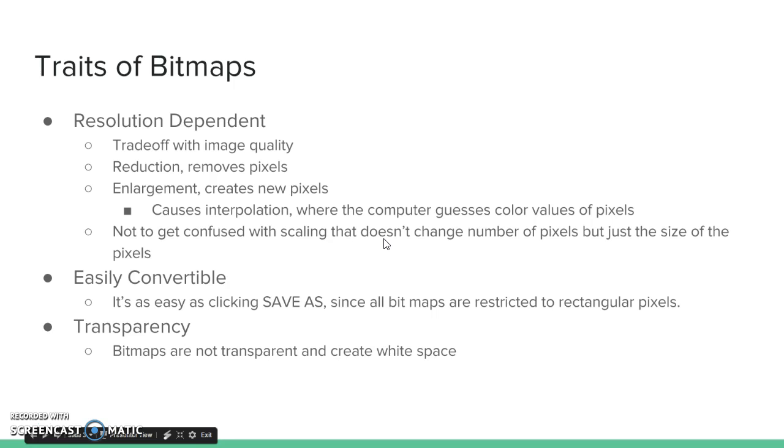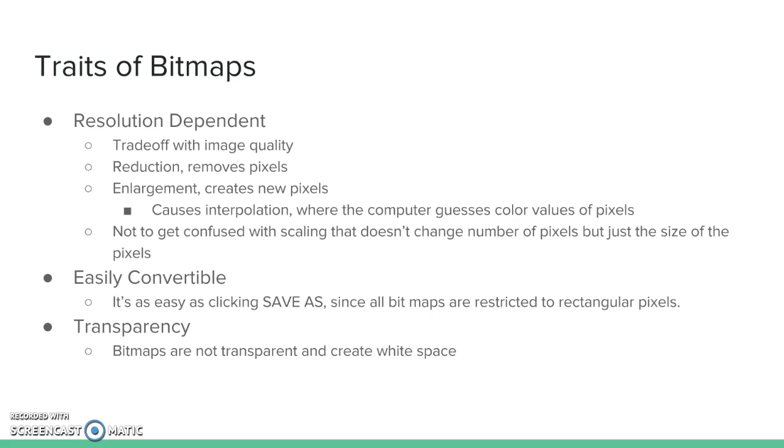Now, here are the traits of a bitmap. It's resolution dependent, which means if you enlarge a picture, the quality will go down. If you reduce it, it will get better. Now, here's why. We explain it here. When you reduce a picture, you remove pixels. When you enlarge a picture, you create new pixels.